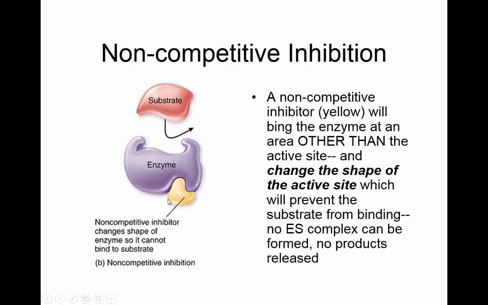Well, what the non-competitive inhibitor does when it's bound to the enzyme is it changes the shape of the enzyme, which kind of torques it into a twisted position. And when it twists, the active site also changes shape slightly. And when the active site changes shape, then the substrate can't fit any longer. So a non-competitive inhibitor is going to bind to the enzyme at the area other than the active site. It changes the shape of the active site. This change in shape prevents the substrate from binding. You're not going to get any enzyme-substrate complex formed and no products released from this non-competitive inhibition.